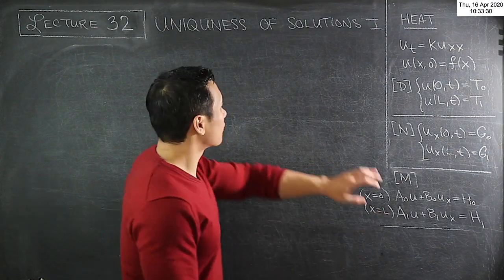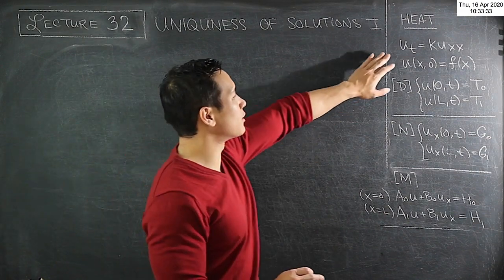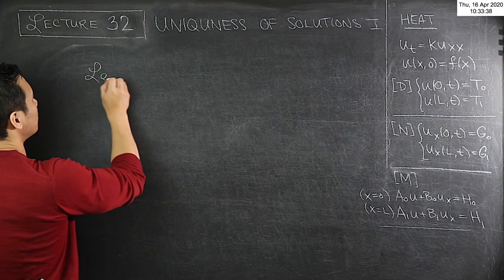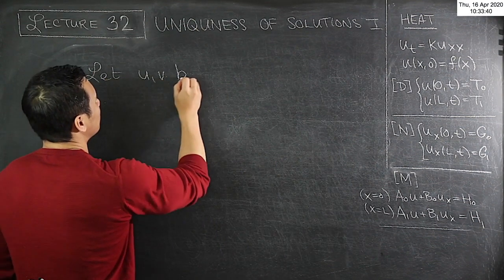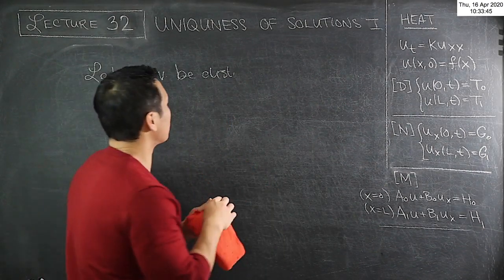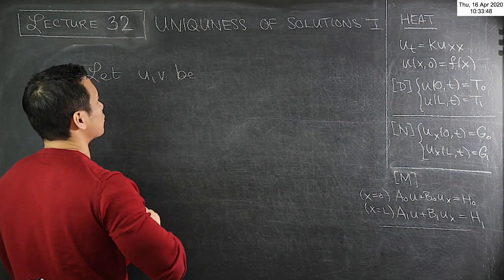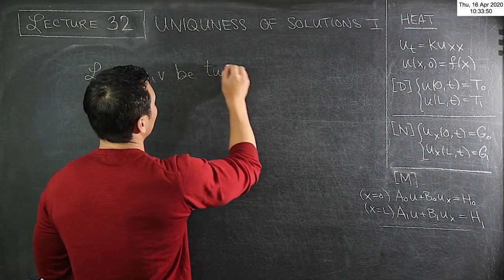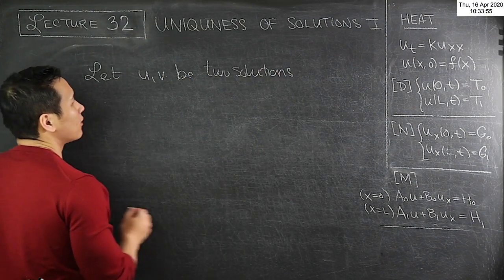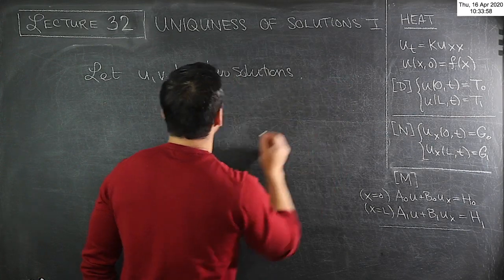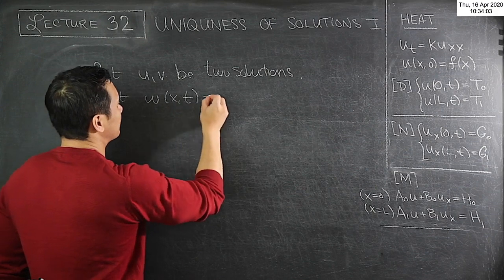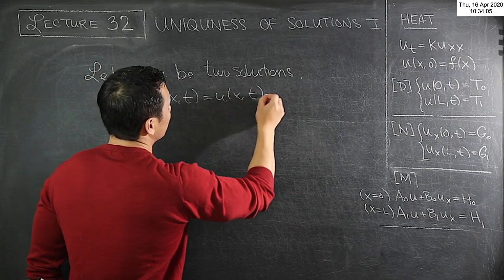So what we're going to do is first assume that you have two solutions. Let's assume that you have a u and a v. So let u and v be two solutions, and then we'll just show. Let's set w of x and t to be equal to u of x and t minus v of x and t.